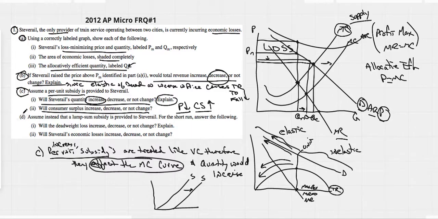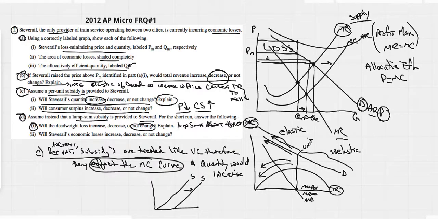All right. D, assume instead that a lump sum subsidy is provided to Steve Rail. Will the deadweight loss decrease, increase, or not change? It would not change for the reason that lump sums do not affect marginal cost. And that is your explanation. They do not affect your marginal cost curve.